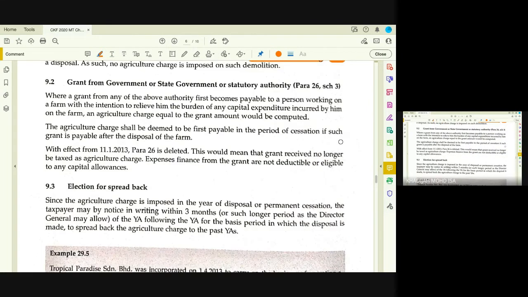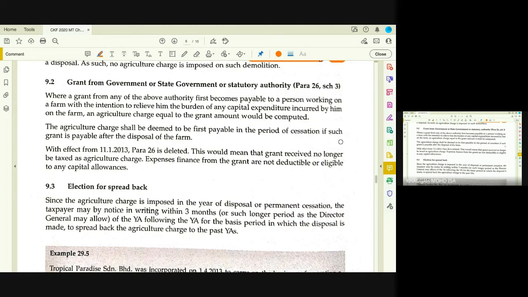Okay, 9.2 talks about grants from the government, state government or statutory authority. Remember that those in agriculture normally receive grants or what we call subsidies from the government. Here the government could be federal government, state government, or an authority like FAMA, for example. Where a grant from any of the above authorities first becomes payable to a person working on a farm with the intention to relieve him of the burden of any capex incurred by him, an agriculture charge equal to the grant amount would be computed.